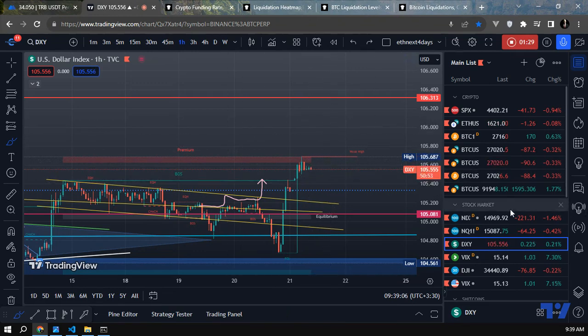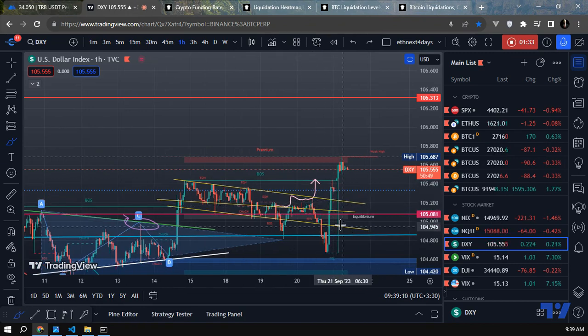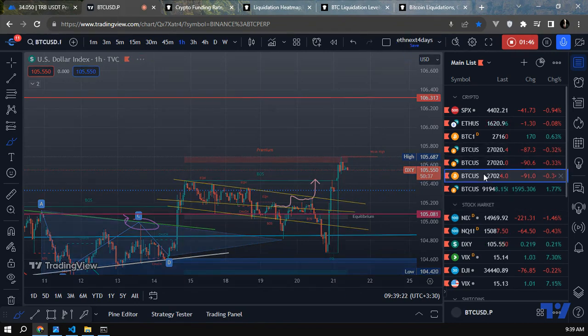Right now, it's showing a little bit of downside. But if Dixie wants to hold this in any case, we could even come back to 105 and retest this, then go back up. But if we hold this, it does not look good for the market itself. Now let's just jump into Bitcoin.